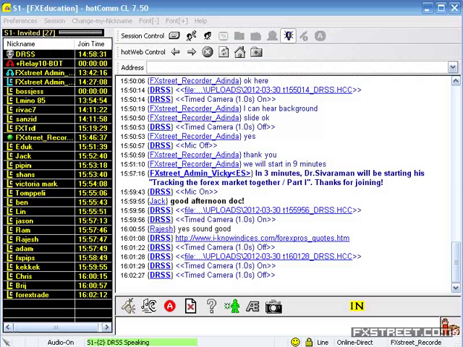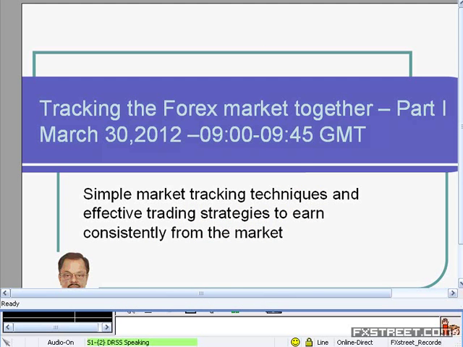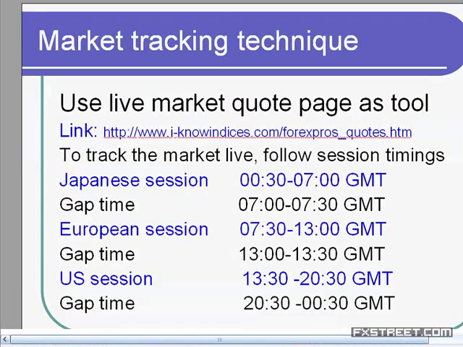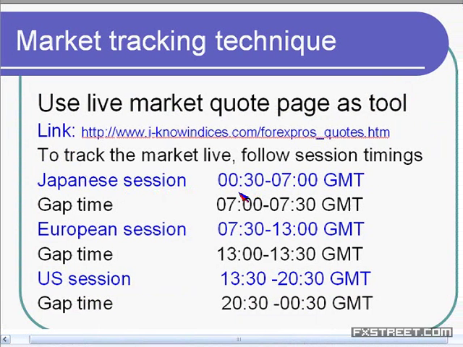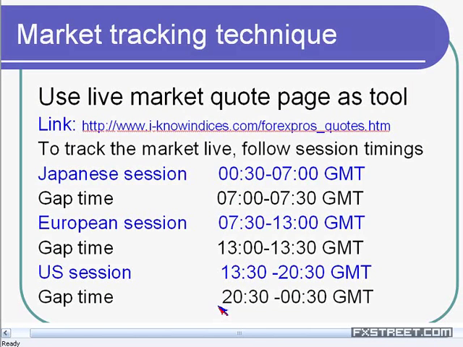So in this simple market tracking technique, I'll explain step by step. We identify in terms of GMT the session timings. So the session timings followed by the players are being noted down, and they have been consistently using it for several years, and these are the current timings. The Japanese session starts from 0030 GMT on each day and gets over by 7 GMT after the daylight saving system is switched on in Europe as well as US. Then the European session starts from 7:30 GMT and lasts till 13 GMT.